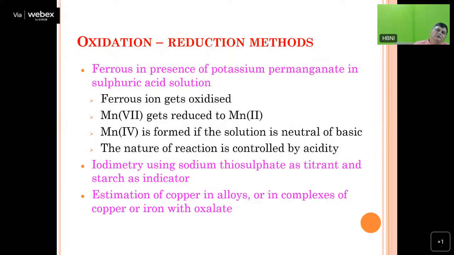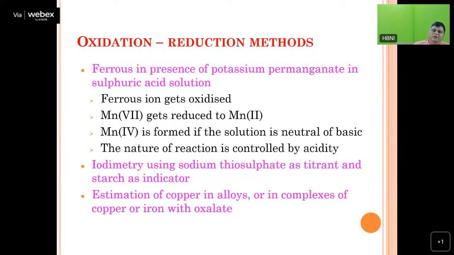This is an example of the oxidation reduction method: ferrous in the presence of potassium permanganate in sulfuric acid solution, where the ferrous ion gets oxidized. Similarly, manganese in the sixth state is getting reduced to manganese two. When manganese dioxide is formed, if the solution is neutral or basic, the nature of the reaction is controlled by the acidity.